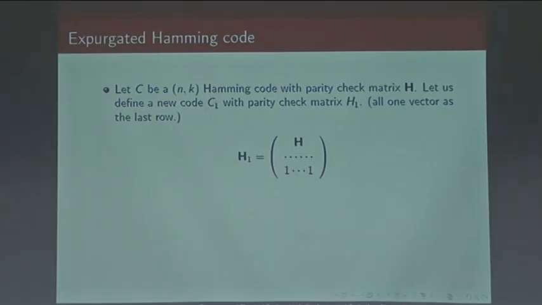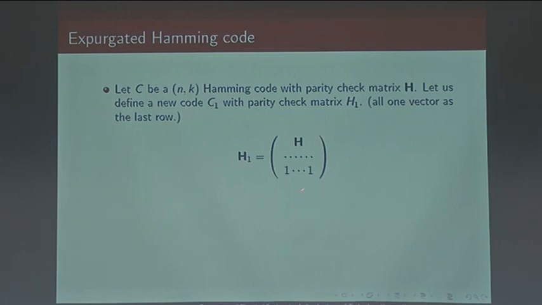Okay. So, the next method that we are going to talk about is what is known as expurgation. Let C be an (n, k) Hamming code with parity check matrix H. Now, we are defining a new code with parity check matrix given by H1, which is of this form.